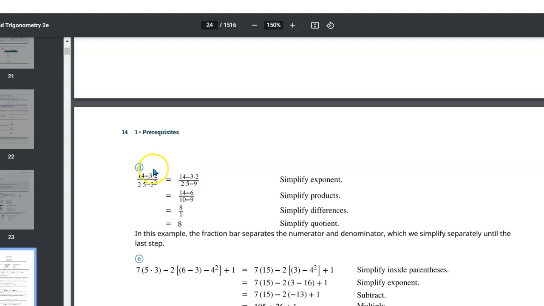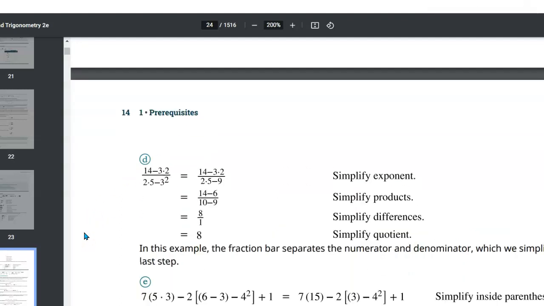Now, part D with fractions, it's always understood that the numerator is encapsulated in a pair of parentheses, the whole numerator. Like there's a left parenthesis to the immediate left of the 14, and there's a right parenthesis to the immediate right of the 2, and 3 times 2 there. And in the denominator, there's a set of parentheses separately around it. There's a parenthesis to the left of the 2 and 2 times 5, and a parenthesis to the right of 3 squared.